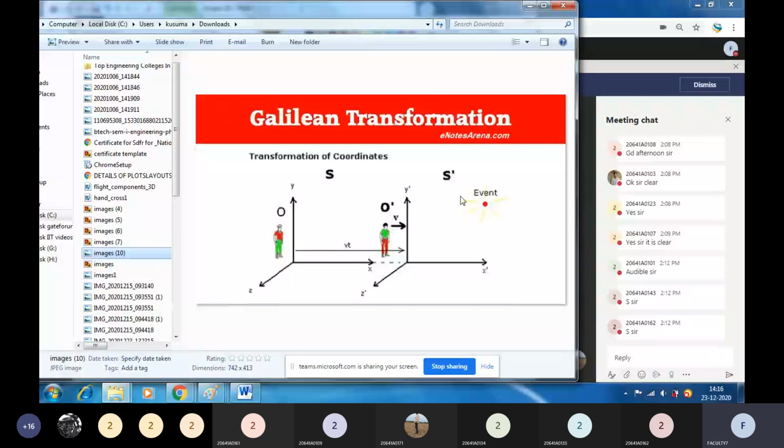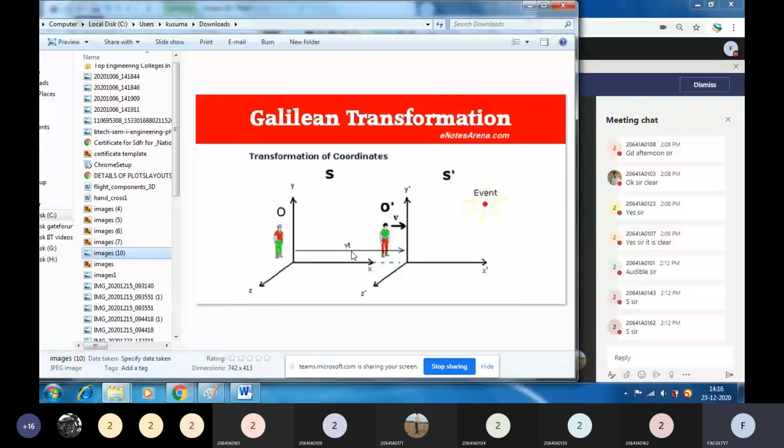So what is the difference between the first and the second frame? The second frame has moved with some constant velocity v. As there is a distance between these two frames, you can calculate the distance. The velocity can be written as distance by time. Velocity is given as distance by time.